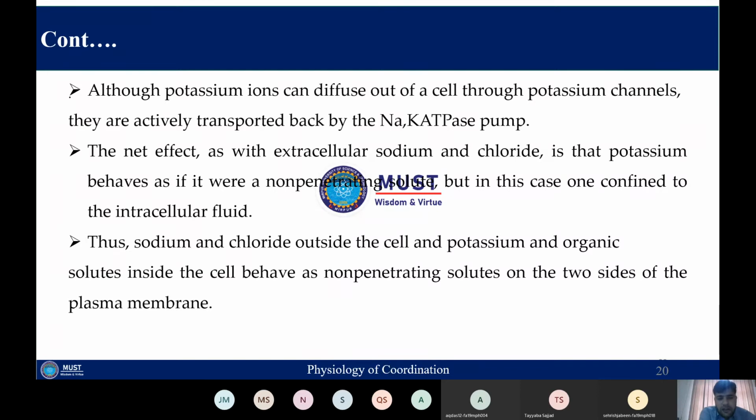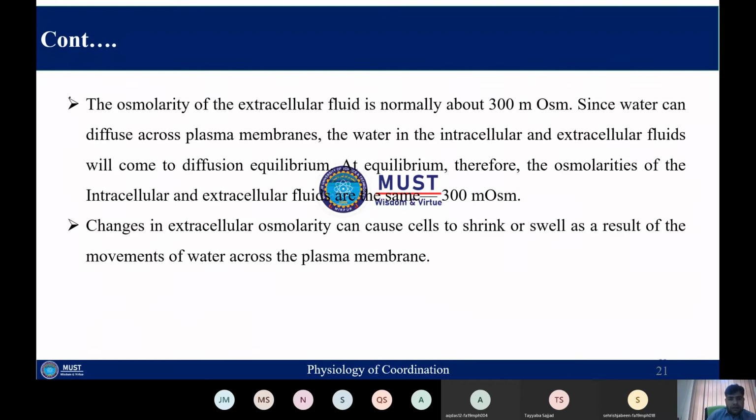So if we talk about the net effect, the same is true for potassium ions as with extracellular sodium and chloride. Although in real sense the membrane is permeable to potassium ion, sodium ion and chloride ion, due to the operative mechanisms, initially diffusion and later active transport, it seems that the membrane is impermeable to these solute particles. The sodium and chloride outside the cells and potassium and organic solute inside the cells are actually behaving as non-penetrating solutes on the two sides of the plasma membrane.